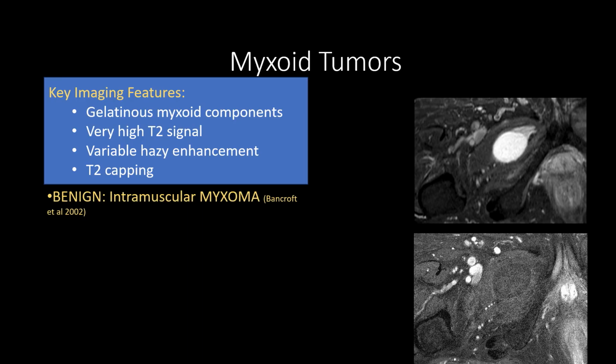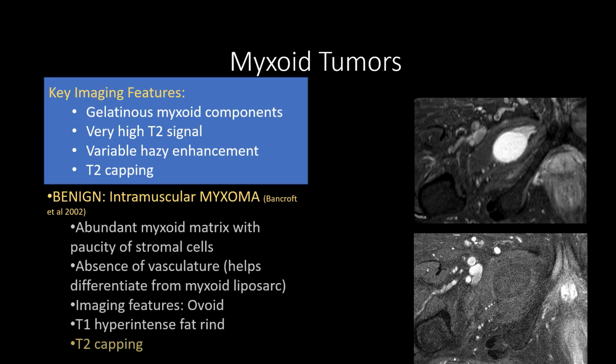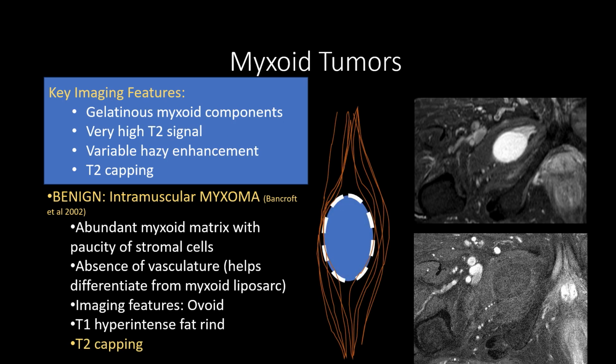So our benign lesion is an intramuscular myxoma. That's the only one that really exists. So an intramuscular myxoma, like the name implies, has to be intramuscular. It's typically ovoid, and it has a very thin, porous capsule, which is going to explain why we get this really awesome imaging feature of the T2 cap.